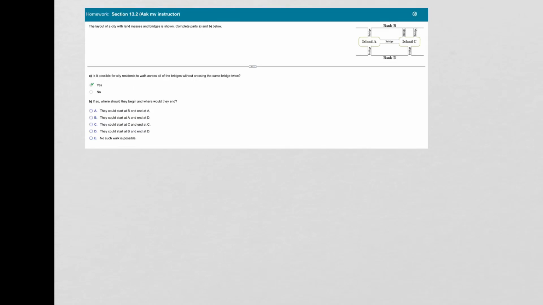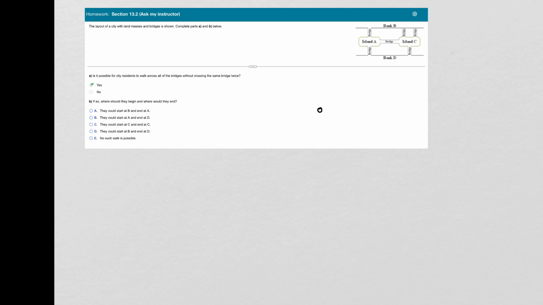In this question, we're given the layout of a city with land masses and bridges, and we want to determine if it is possible for city residents to walk across all of the bridges without crossing the same bridge twice. So what I'm going to do is make a graph for this problem.